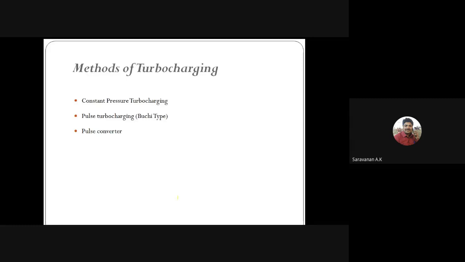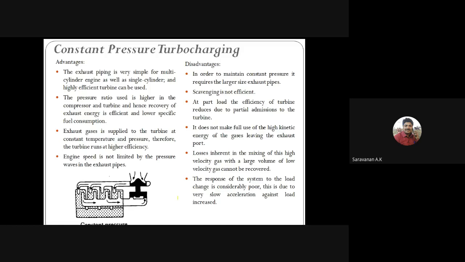And here we also have some methods for turbocharging, that is the arrangements: how the exhaust gas will pass through the turbine system. Here we have constant pressure turbocharging, pulse turbocharging, and pulse converter. In this you can see the diagram. First, constant pressure turbocharging.